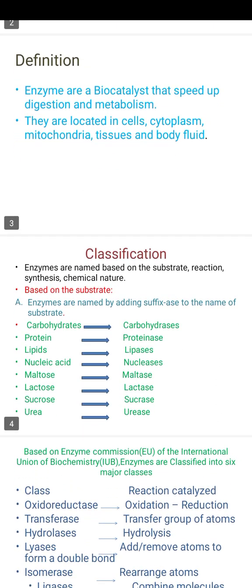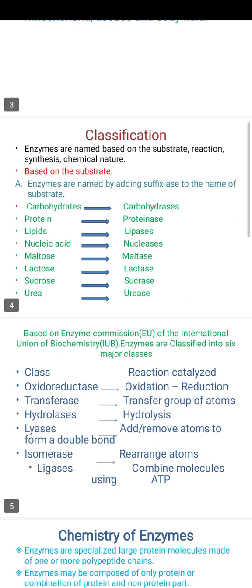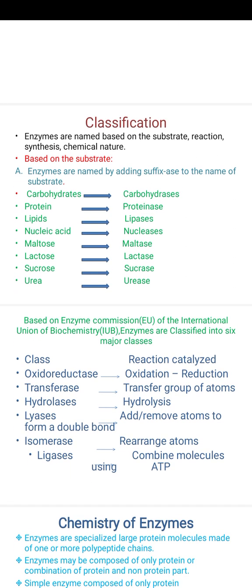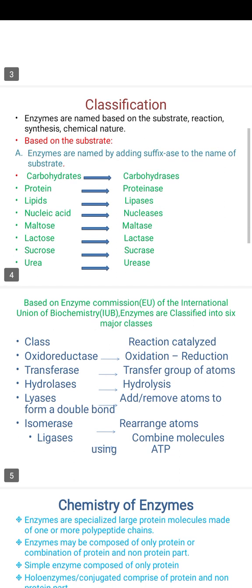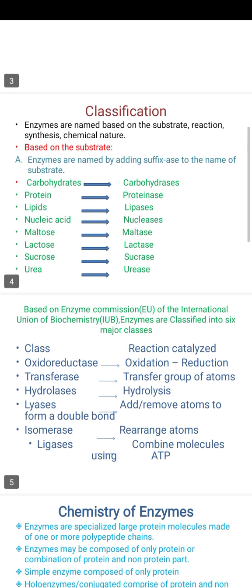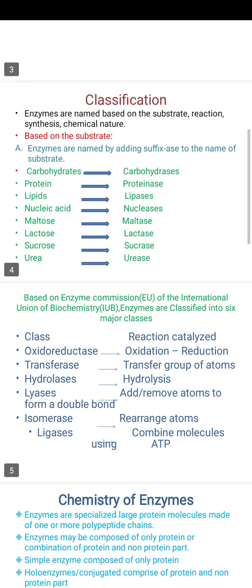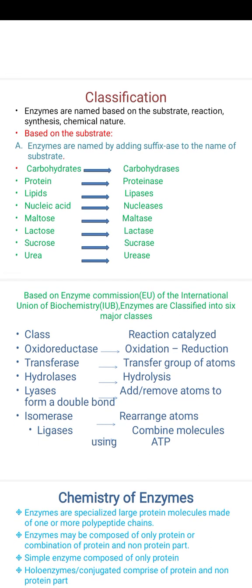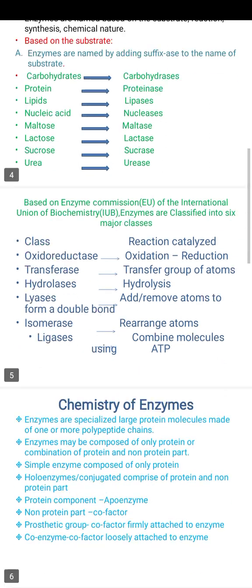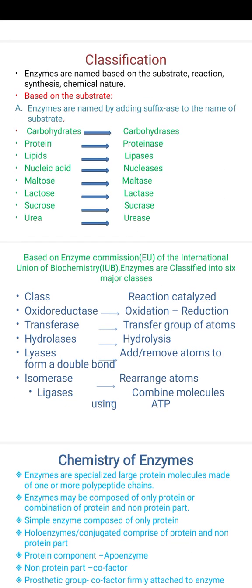Then next is the classification of enzymes. Enzymes are named based on the substrate, reaction, synthesis, and chemical nature. On that basis, the classification of the enzymes is based. Firstly, the classification based on the substrate. In that, the enzymes are named by adding the suffix ASE to the name of the substrate. Any substrate which has a name, after that we add ASE, then the name of the enzyme is created.